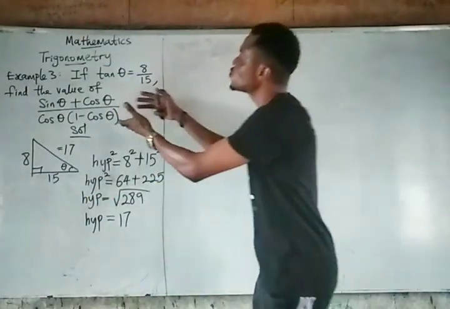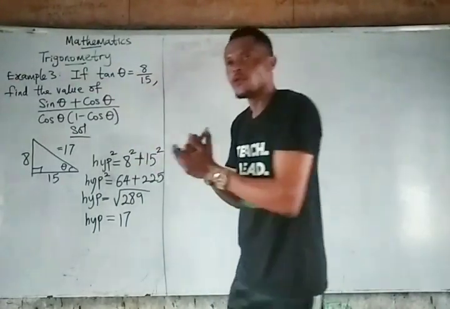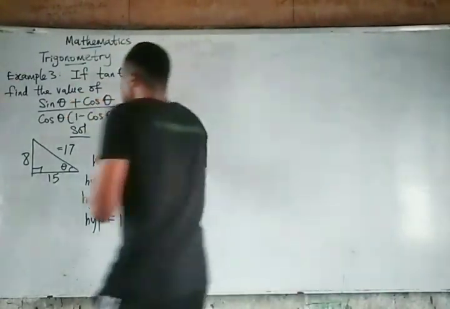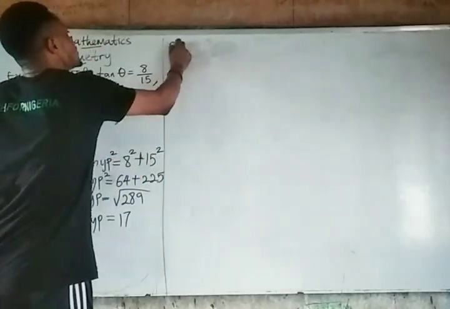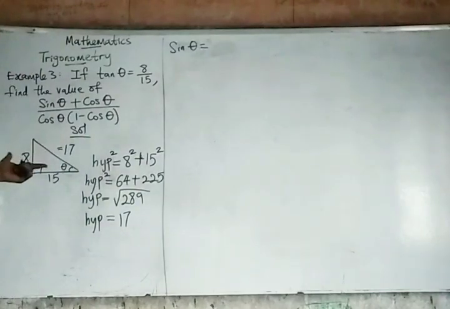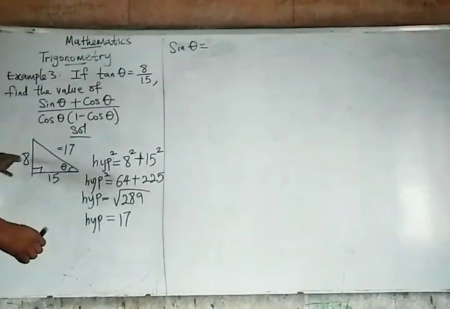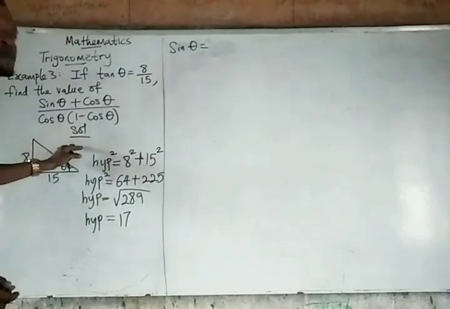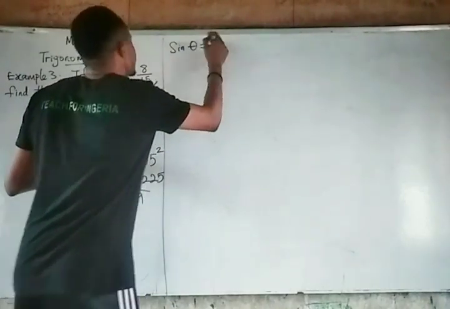We now proceed to what we are given here. What is it going to generate for us? Sine theta. From this right angle triangle here now, sine theta is going to be opposite over hypotenuse. That means it's going to be 8 over 17.